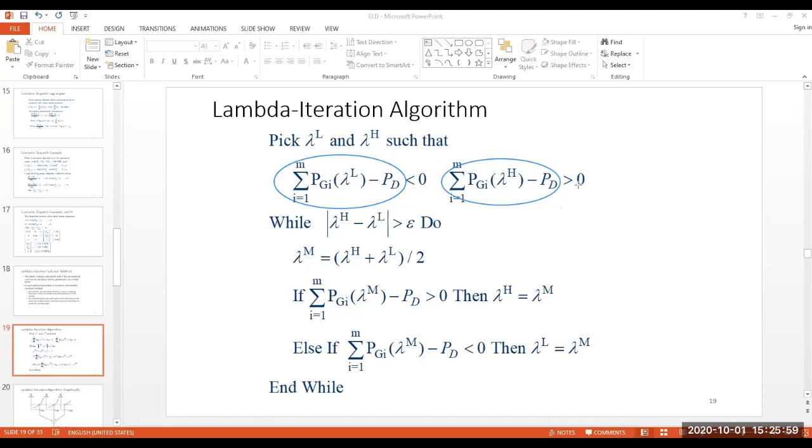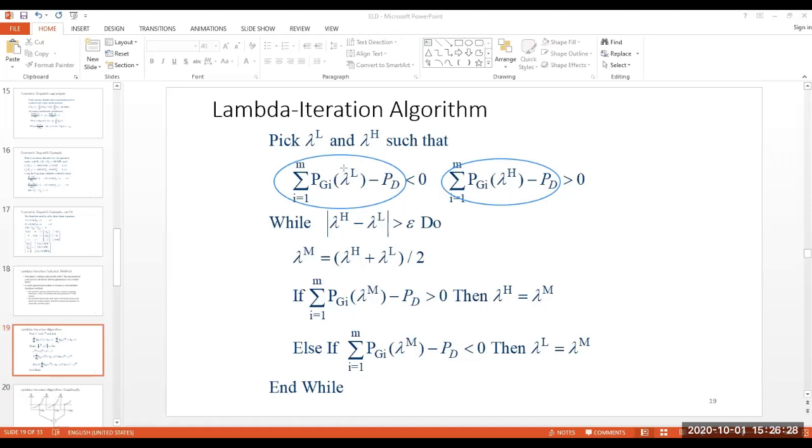So what is my target? My target in the next few steps would be to go through some iterative algorithm and try to minimize the gap between lambda L and lambda H. Are you getting my points? My target is to converge these lambda L and lambda H to such a point where this error becomes exactly zero or very negligible. This is my target.